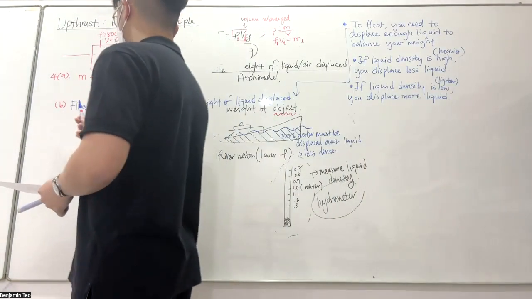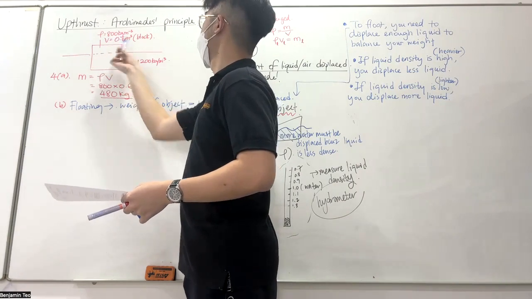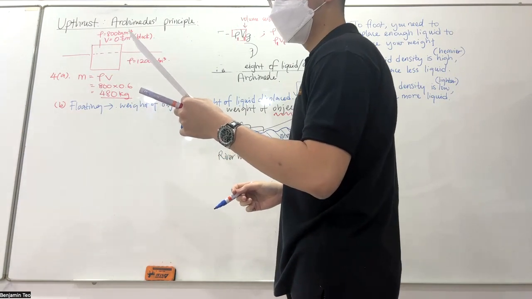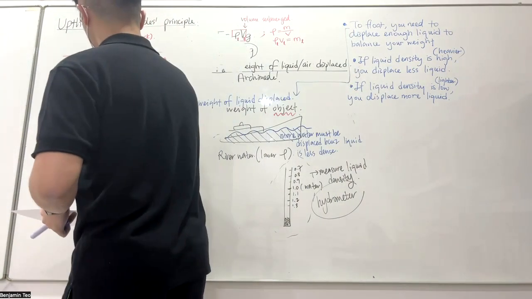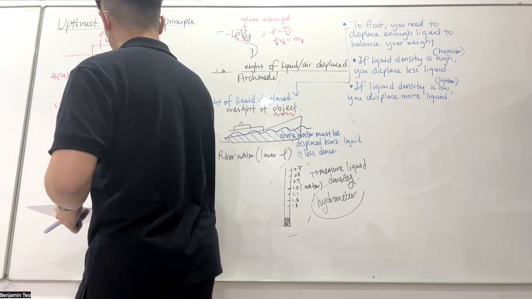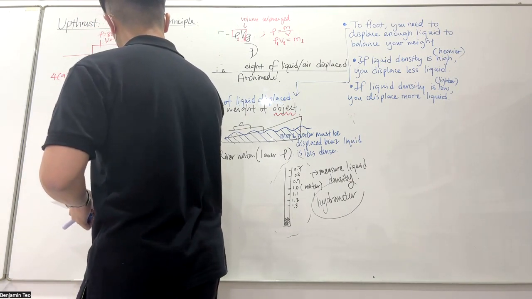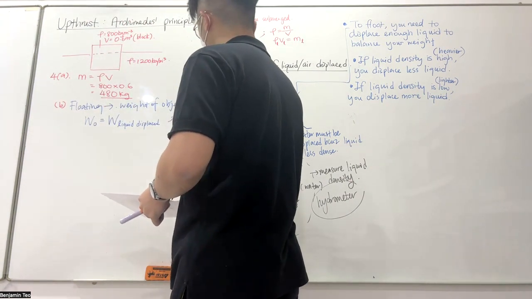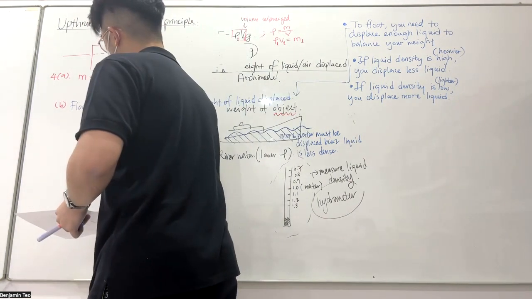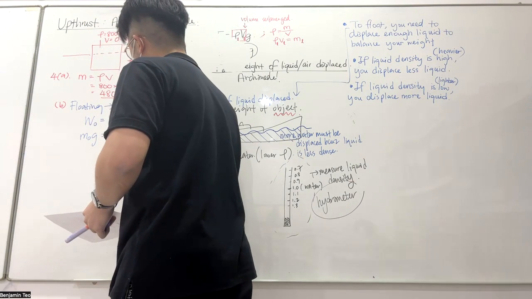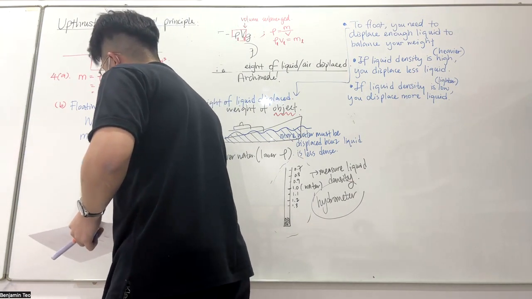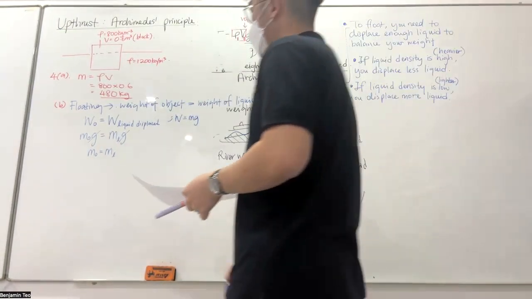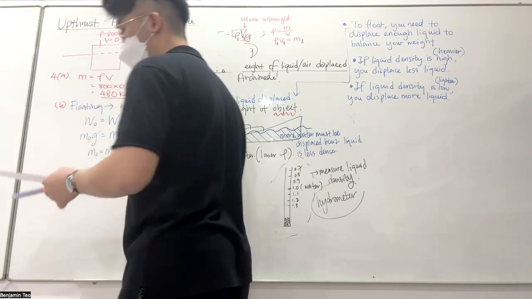Okay, so if it's floating, then the weight of this object must equal the weight of liquid displaced, and they ask to find the mass of displaced liquid. So we write out weight of object equals weight of liquid displaced. Weight is W equals mg. Mass of object times g equals mass of liquid times g, cross out g, mass of object equals mass of liquid displaced. Okay, so answer is also 480.